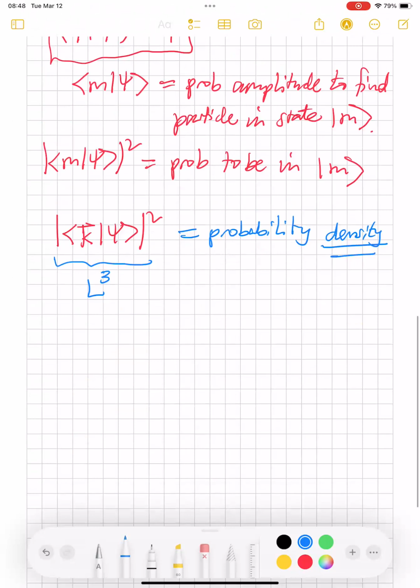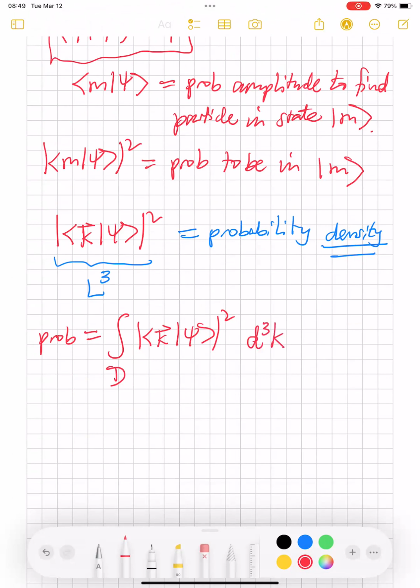And in fact, to get a probability, you need to integrate the density over some domain D, with d3k. The d3k will have dimensions of length to the -3. The mod of bra k with psi squared has dimensions of length to the 3. So indeed, this is length to the naught, which is what we want for a probability.